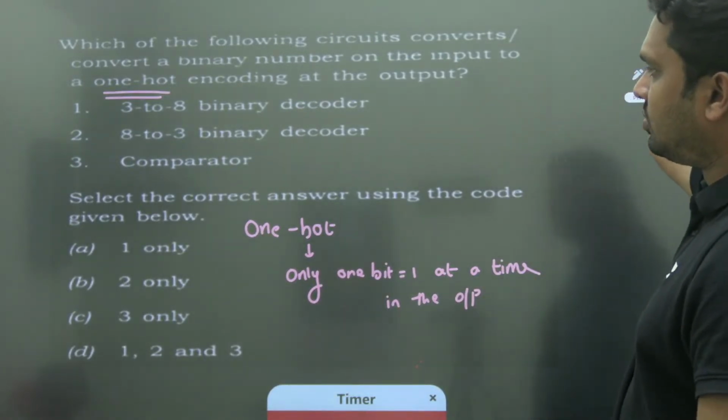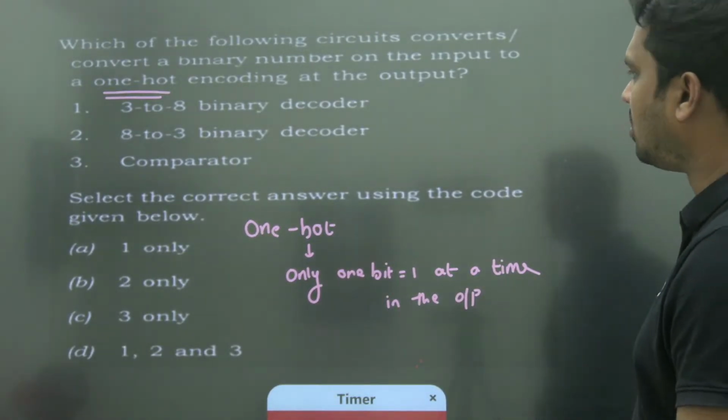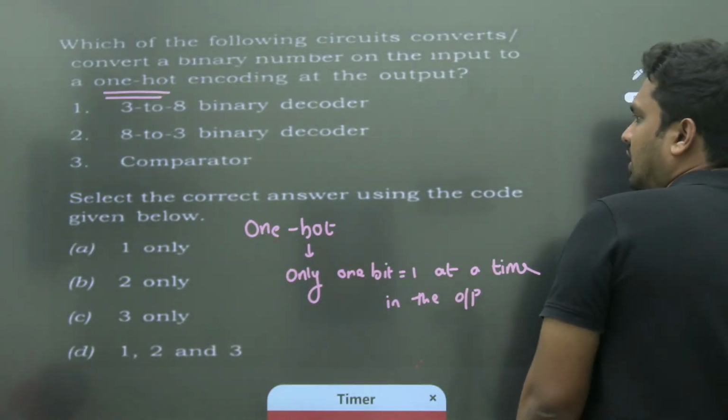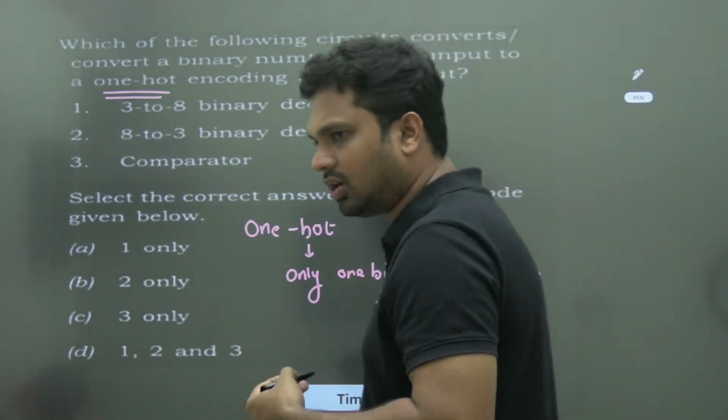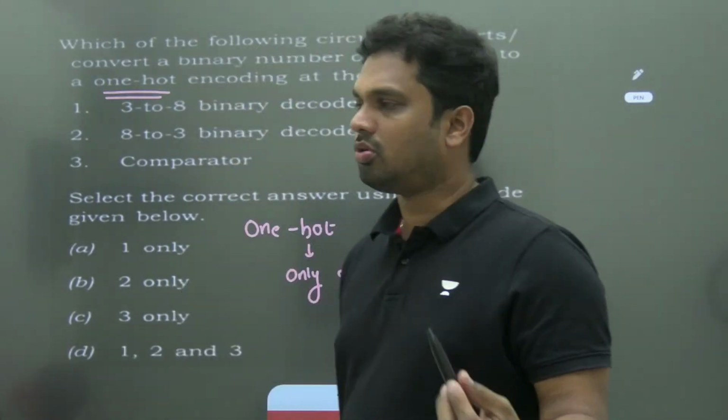Okay, so who will do this job, sir? 8 by 3 binary decoder, no sir. 3 to 8 decoder. With 3 inputs, depending on the input, it will take one of the outputs to be one.